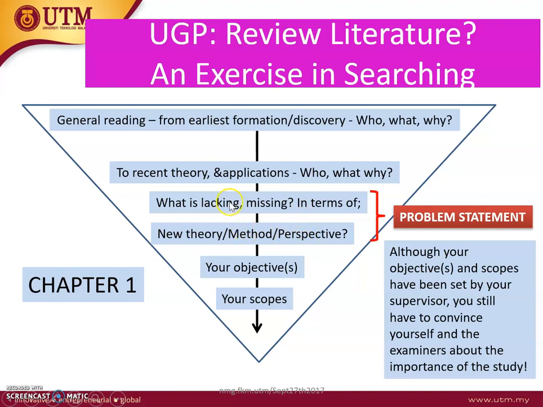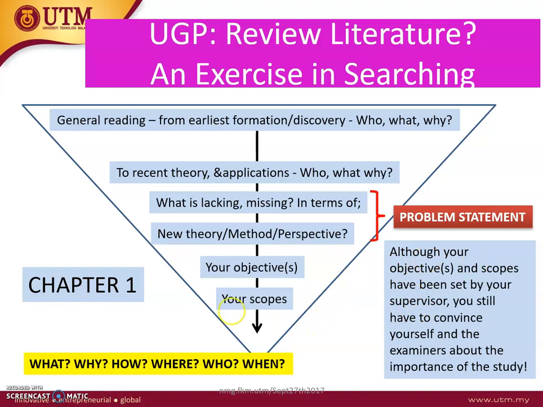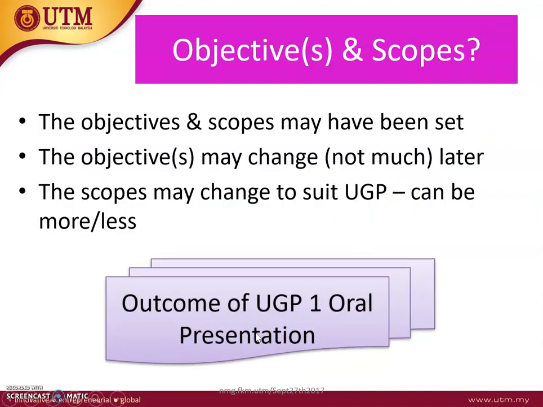So from those literature reviews, you can identify what's lacking, missing, new theory, method, perspectives, and then you come up with the problem statement. Then you have your objective and your scopes. Remember, although your objectives and scopes have been set by your supervisor, you still have to convince yourself and the examiners about the importance of the study. What, why, how, where, who, and when.